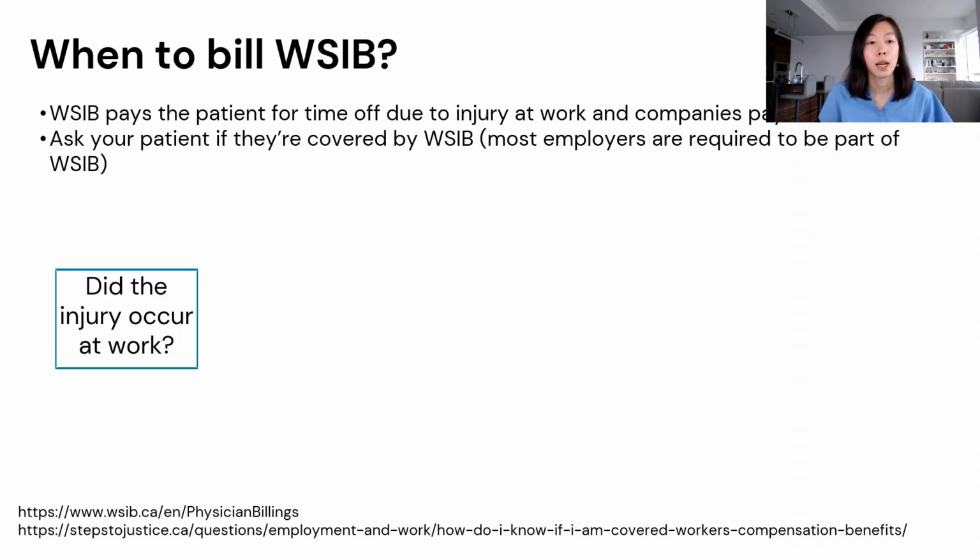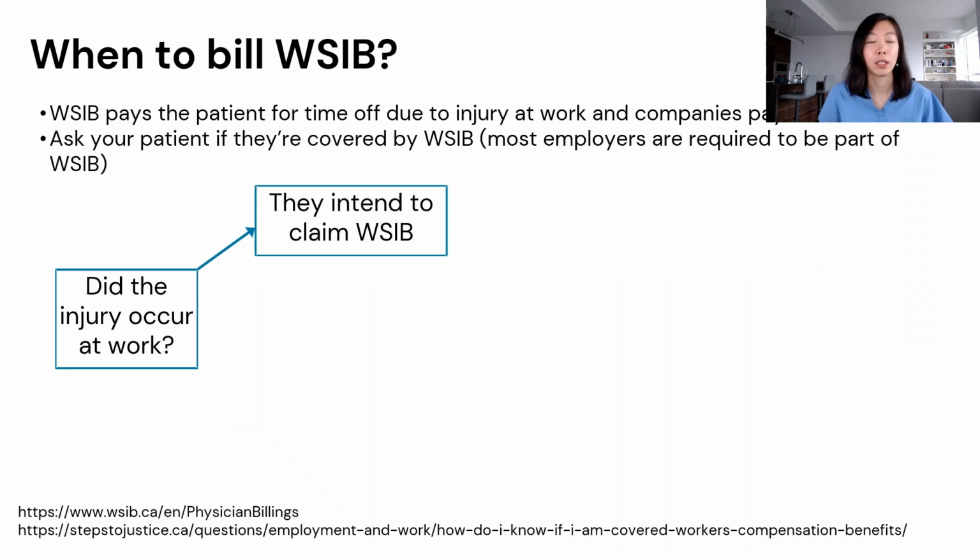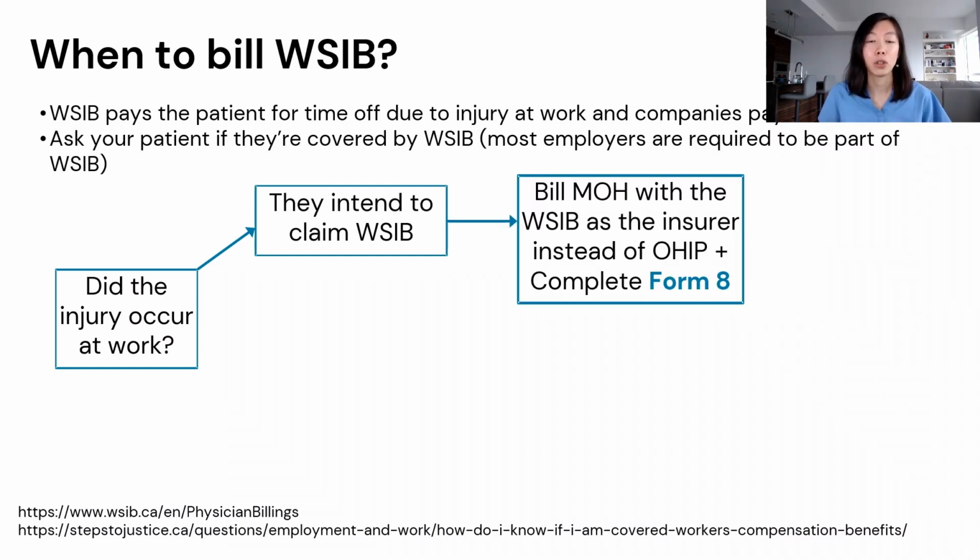So let's say a patient comes in and says the injury occurred at work. If it did, ask them if they intend to claim WSIB. If they do, you can bill the Ministry of Health with WSIB as the insurer. On your EMR system, you can change the insurer to OHIP or to WSIB, for example, and you want to complete something called a Form 8. After 2 weeks, you'll get a check or a direct deposit.